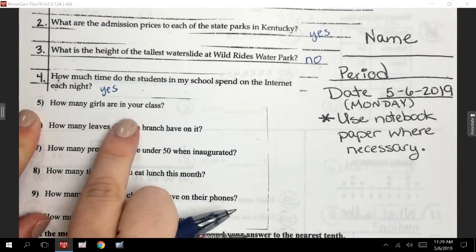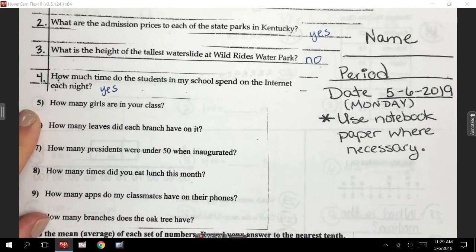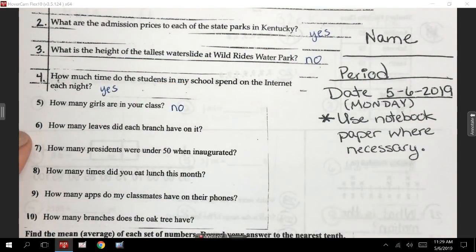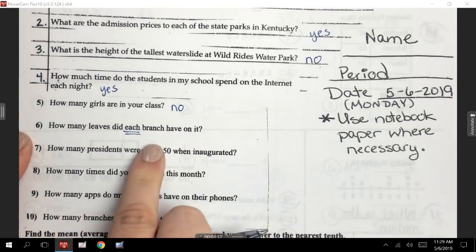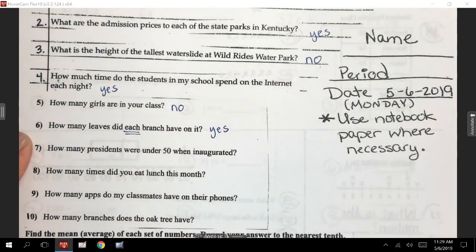When it says, how many girls are in your class? That'd be like me asking you right now, how many girls are in your class? You'll count them. That's one number, one answer. So no, that is not statistical. How many leaves did each branch have? Each branch will not have the same leaves. So yes, that has multiple answers. It's statistical.